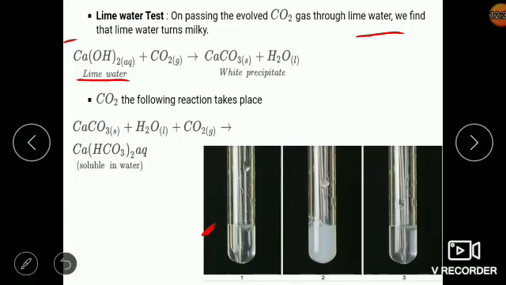Now this lime water, initially how does it appear? It appears just like normal water, colorless, odorless. When you blow carbon dioxide in it, a reaction happens. This is the first reaction: calcium hydroxide plus carbon dioxide produces calcium carbonate plus water. This calcium carbonate in the solution is a precipitate, which means it is insoluble in nature.